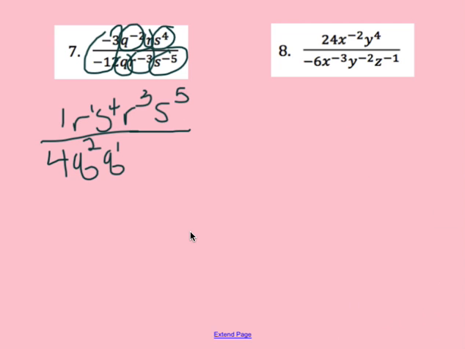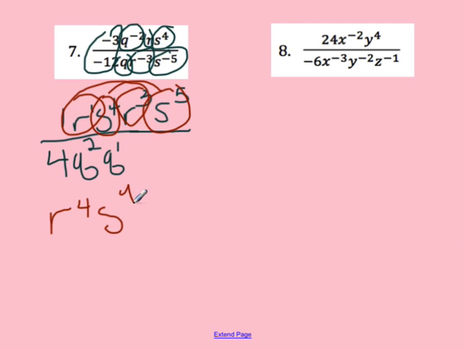First thing I notice is that I have r to the first times r cubed. So now we're going to add those exponents because they're both being multiplied on the numerator. Then I have s to the fourth times s to the fifth. Again, they're both being multiplied in the numerator, so I can add those exponents and get s to the ninth. Then we're dividing by 4, and then we have q squared times q to the first. Add those exponents, and you get q cubed.